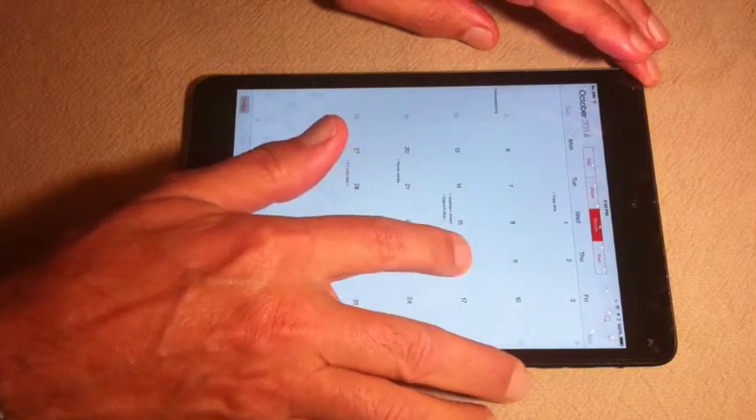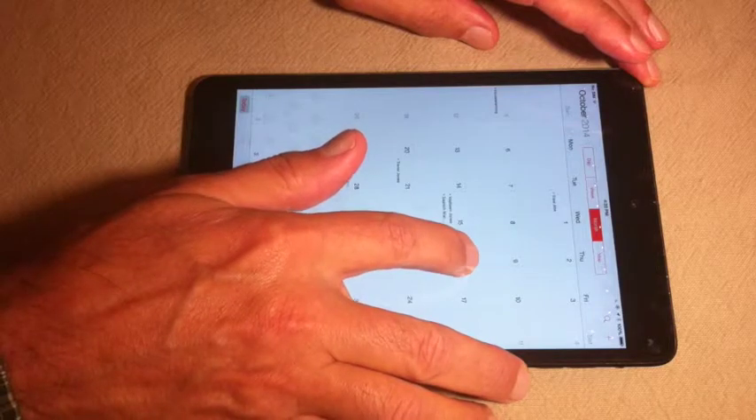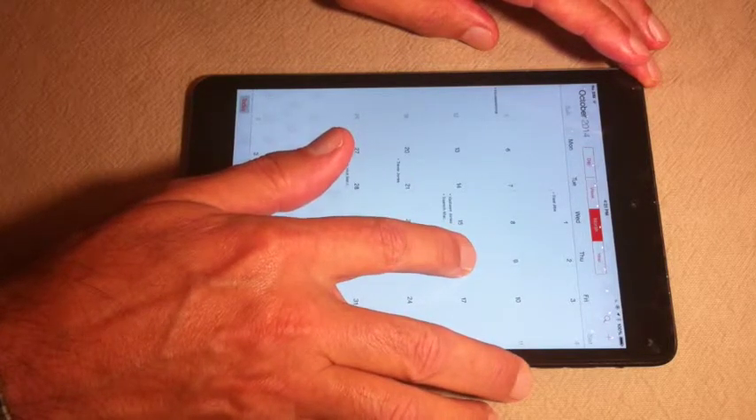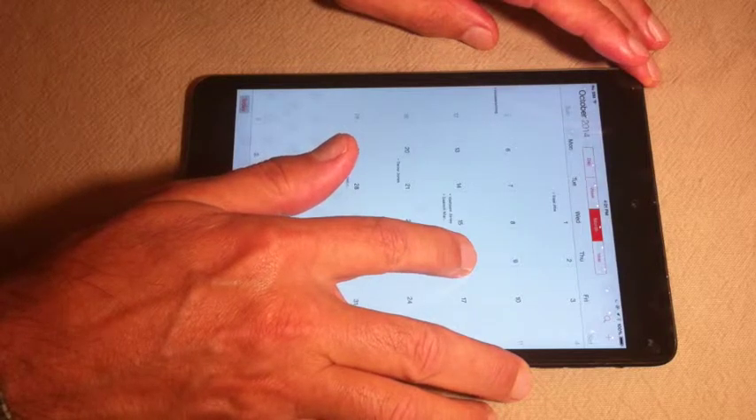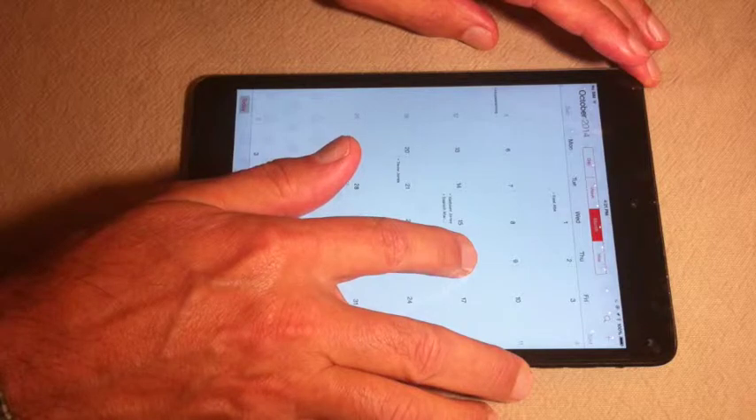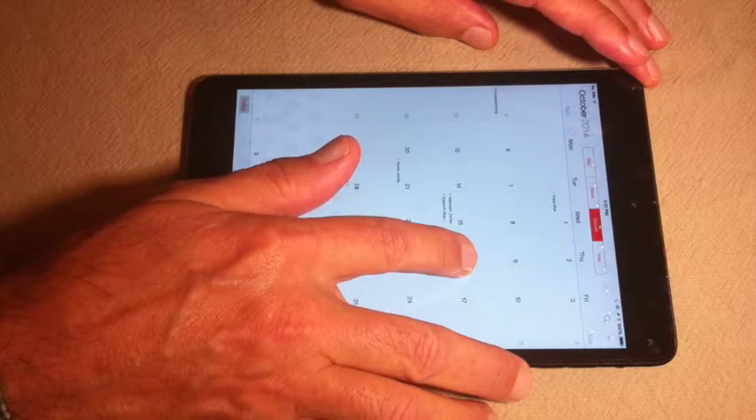Thursday, October 2nd. Thursday, October 9th. Just dragging up and down like that. Thursday, October 2nd. Thursday, October 9th. You can move to the next Thursday in your calendar a lot faster by dragging than you can by flicking.